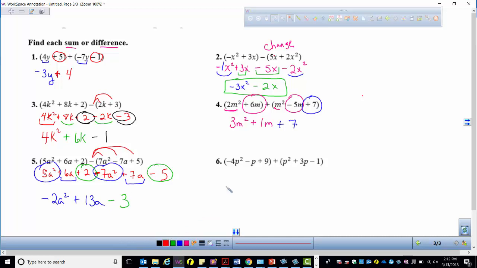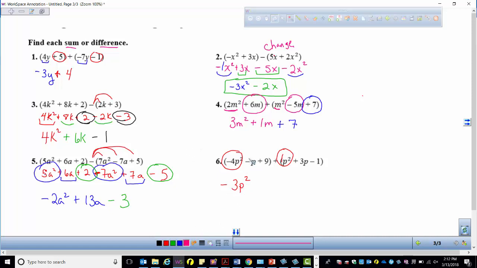Okay, our very last one, for example, is a plus, so I don't have to change anything. So I just have to find my like terms. So I have negative 4 and positive 1. So a negative 4 and a positive 1 give me a negative 3p squared.